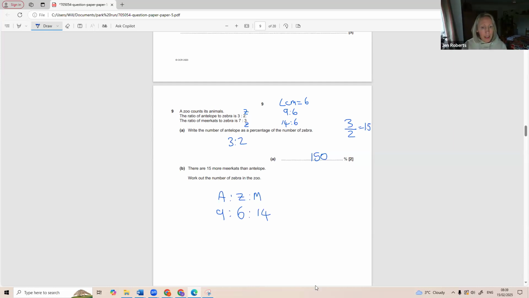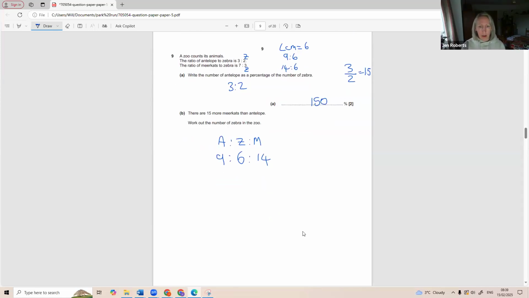There are 15 more meerkats than antelopes. But again, if you think about this as parts, we've got 9 parts for antelope. Got 6 for zebra. We've got 14 for meerkat.